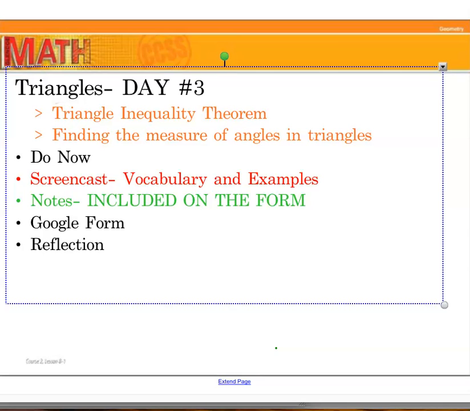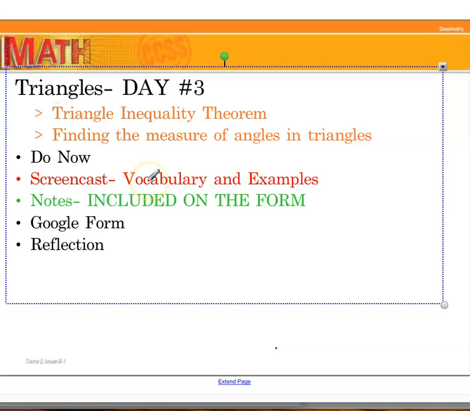Today we're starting triangles day 3. It is the last day of a Google form. Tomorrow you'll be doing IXL, and then Friday will be a mini assessment on triangles. So today we're going to talk about the triangle inequality theorem, and then we're going to review finding the measure of angles in triangles. As always, please complete the do now.